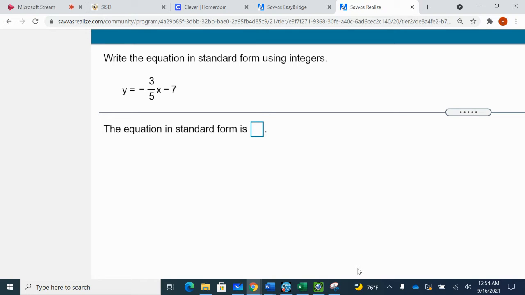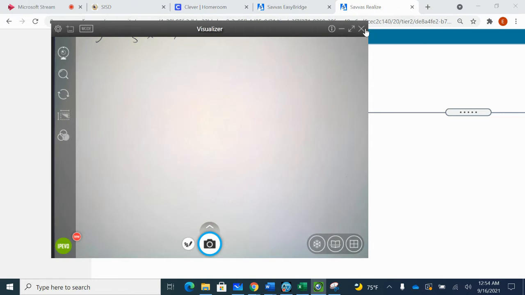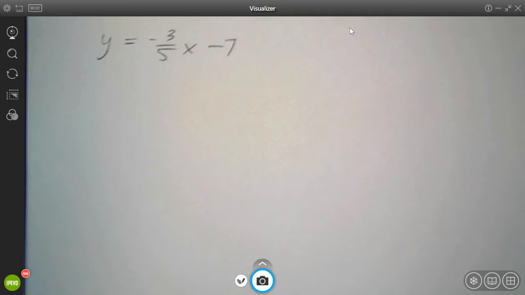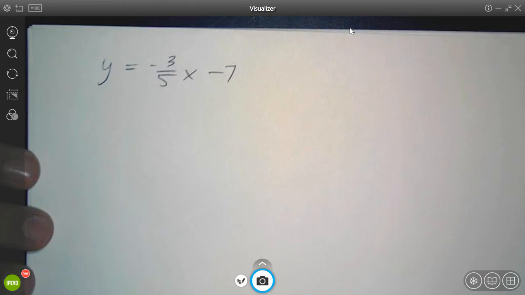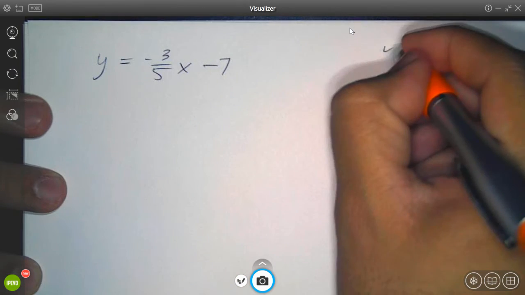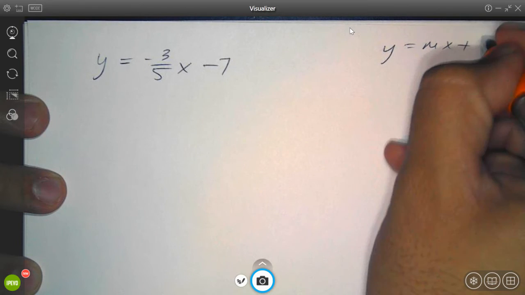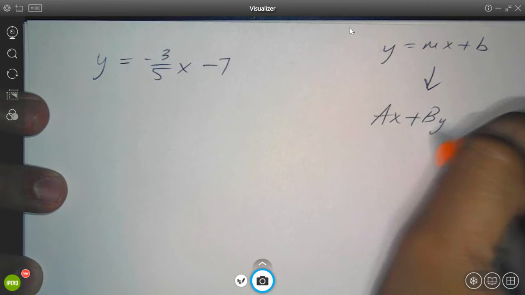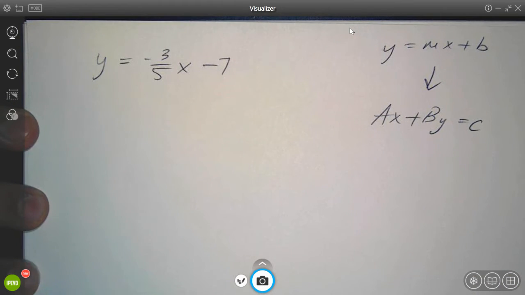So notice how we're given an equation in slope intercept form: y equals negative 3 fifths x minus 7. Now, it's actually a little bit of what we did last problem, but here it should be clarified exponentially. All right. So remember, the first thing that we're doing is we want to convert y equals mx plus b down to ax plus by is equal to c, right?